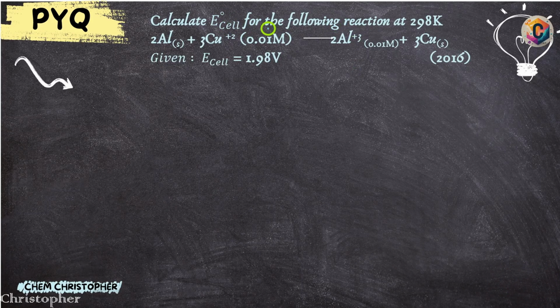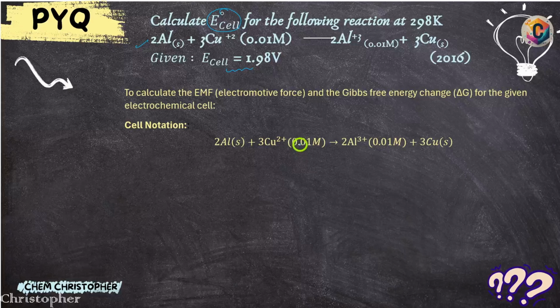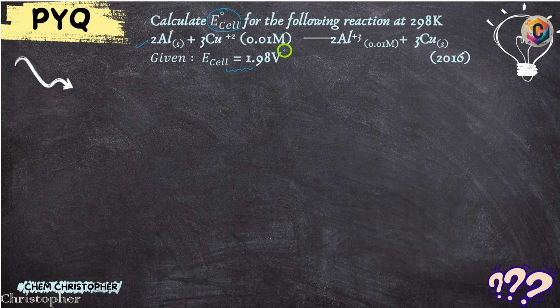Calculate E naught cell for the following reaction at 298 Kelvin. Here, the net reaction is given: 2Al plus 3Cu2+ gives 2Al3+ plus 3Cu. For this, E cell value is given. So you are asked to find the E naught cell value, which means if this cell operated at standard conditions, what would be the output I need to find?